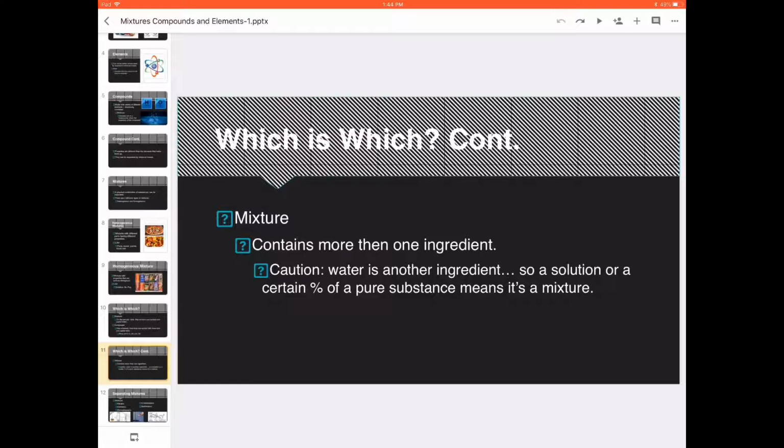Mixtures, these contain more than one ingredient. You can either see them or you cannot. Be warned, water is considered an ingredient. So if it says it's a solution of sodium chloride and water, or a saltwater solution, that means it is a mixture. Or if it says there's a certain percent of a pure substance, this means it's a mixture.